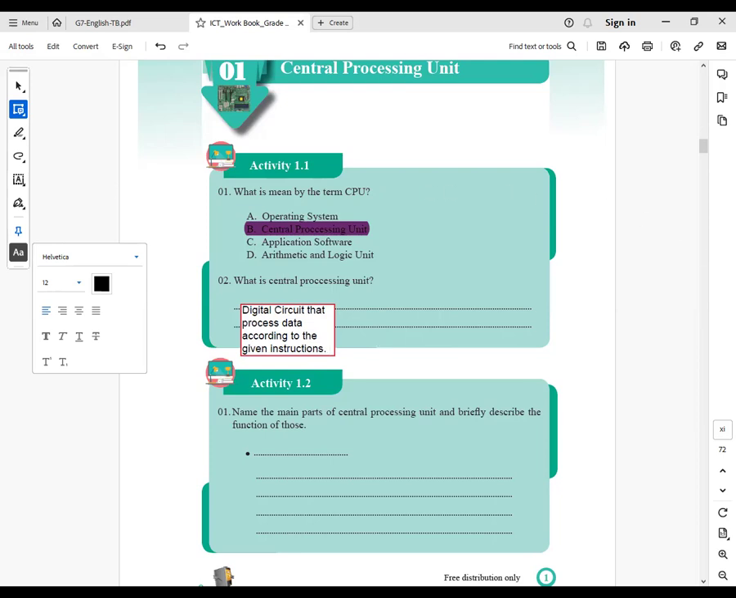And further you can write, it is the brain of the computer. It is the brain of the computer. It's a digital circuit that processes data according to the given instructions.